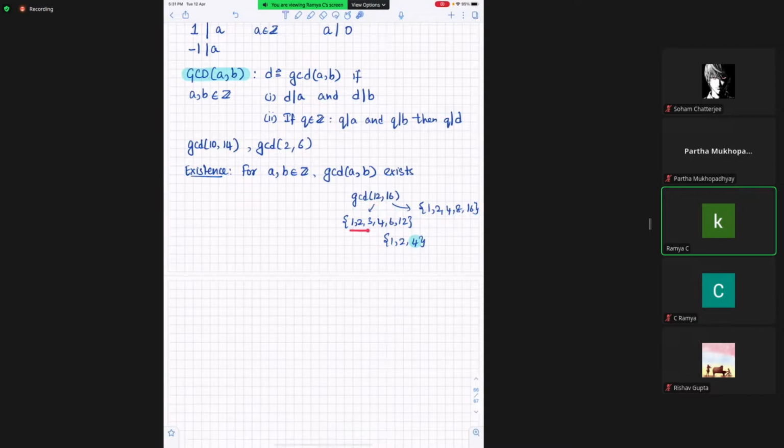That is, you have to first figure out what the divisors of A are. So you have to sit and make a lot of divisions. Then you have to find the divisors of B. Then you have to see what is common and then look at the greatest one. Seems a very humongous task, right? When the numbers are very large.